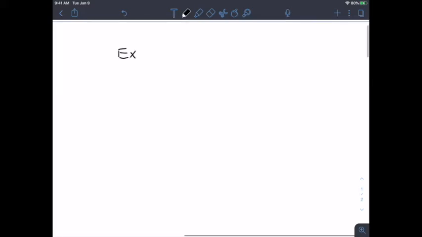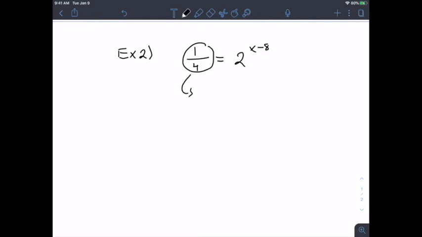Alright, example 2. I'm going to say 1/4 is equal to 2 to the power of x minus 8. Now I'm going to take this fraction and flip it to where it's a number I can use. So this is going to turn into 4 to the power of negative 1. That's going to equal 2 to the power of x minus 8.